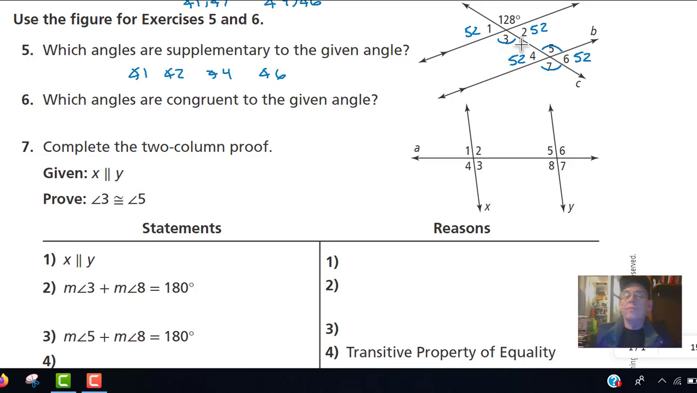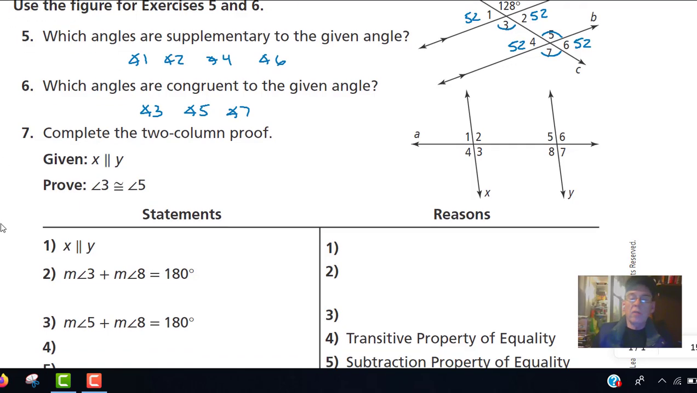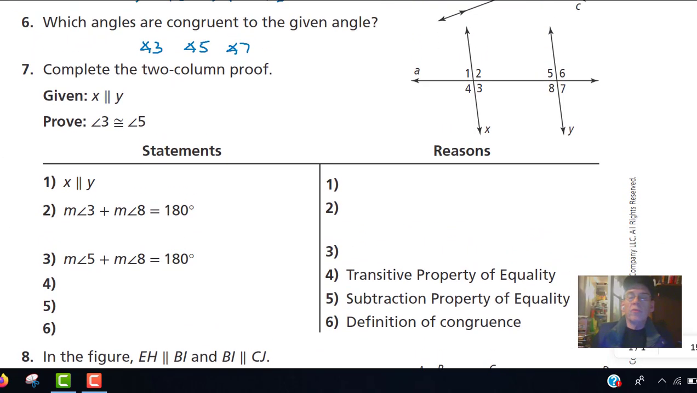Which angles are congruent? Congruent angles, we would have angle 3, we would have angle 5, and we would have angle 7 as the congruent angles. And we already talked about how they're either corresponding or vertical angles. Okay, number 7, we want to complete this 2-column proof. So we want to prove that angle 3 is congruent to angle 5. We want to prove alternate interior angles, and they're telling us that these two are parallel to each other.